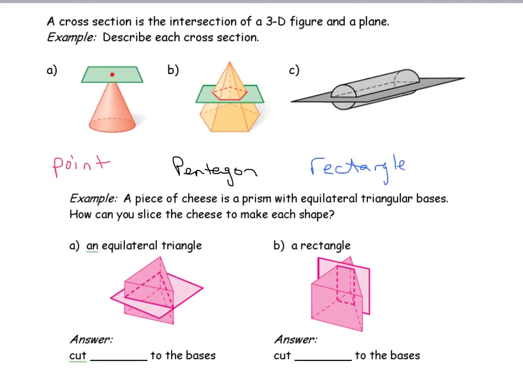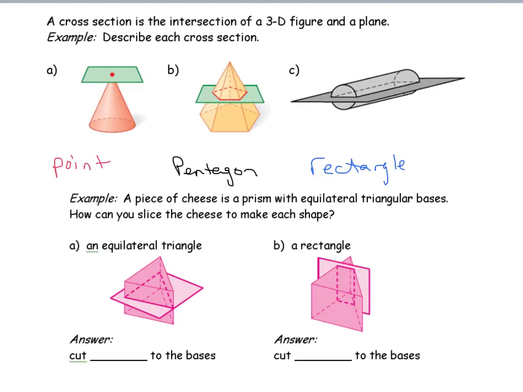Now, things happen whether or not you cut parallel or perpendicular to the base. If you take a look at this, it says a slice of cheese is a prism with equilateral triangular bases. How can you slice the cheese to make each shape?